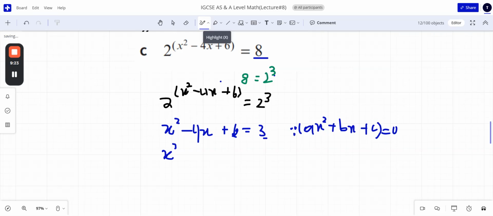So here x squared will remain the same, minus 4x also will remain the same. So plus 6, and 3 we will shift here, it becomes minus 3. Plus 6 minus 3 would be plus 3. 6 minus 3 is 3. Now equal to 0. So here we will find the factorization.